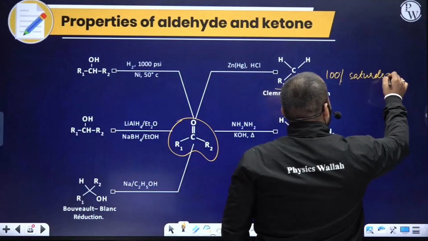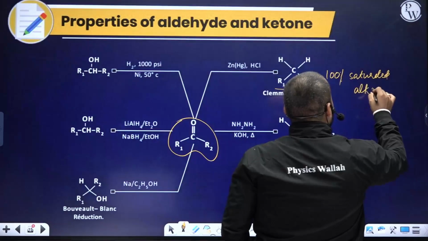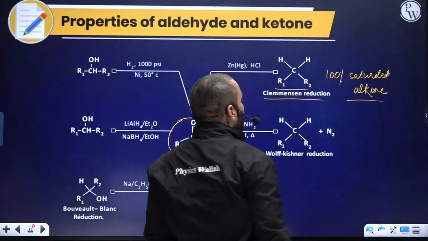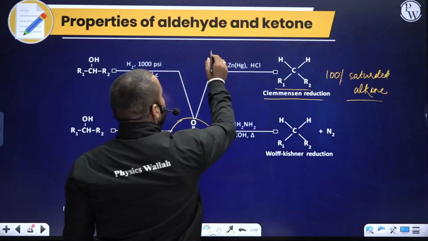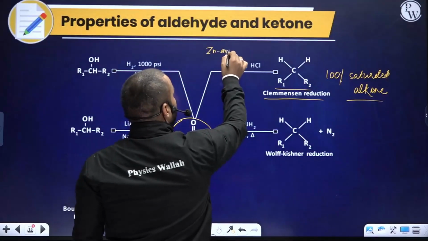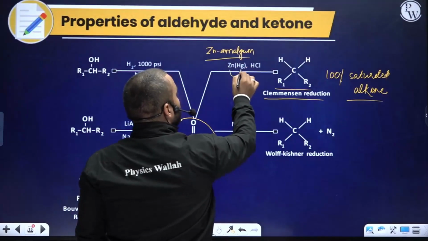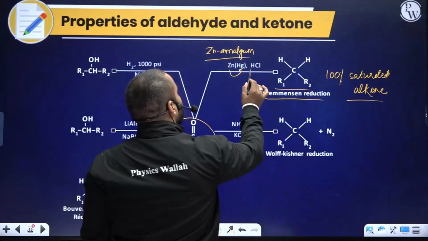Saturated alkane. How do we do that? By the help of Clemmensen reduction. What do we use in Clemmensen reduction? We use zinc amalgam: zinc with mercury in the presence of acid.